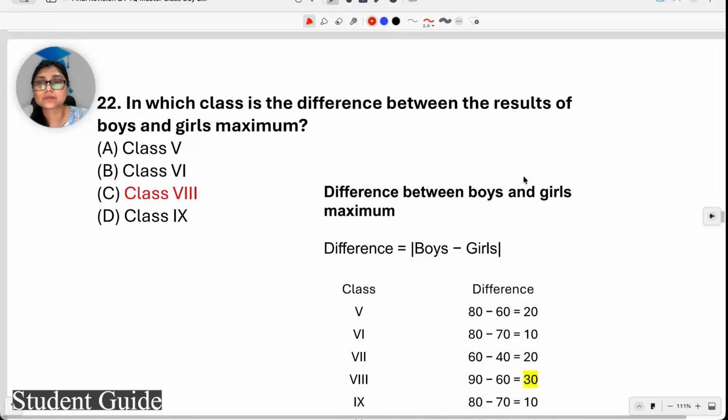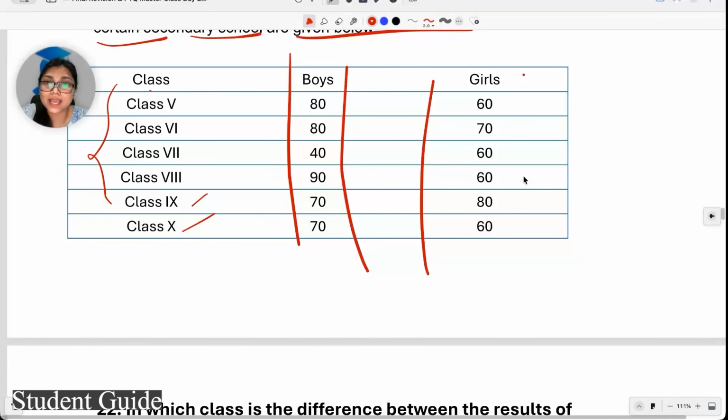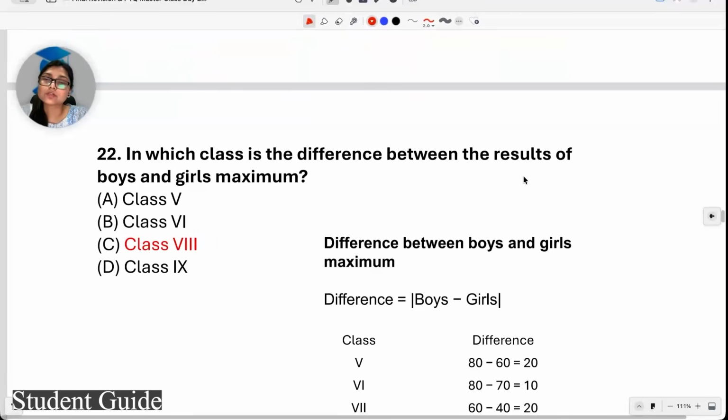Okay, I have added the explanation part with this question also so that it would be easier for you to understand. See, whenever you find a particular DI table, you just try to understand the table first, okay, based on the given questions. So, first question for this particular table is asking that in which class the difference between the result of boys and girls are maximum. Okay, it means to find the difference here. The question is asking difference, so to find the difference, what you need to do, you need to minus the particular one from the another one.